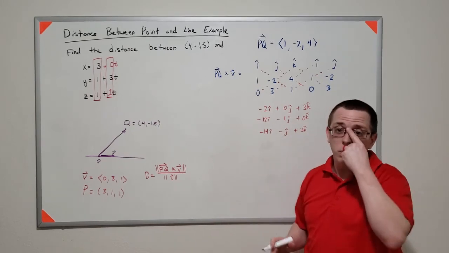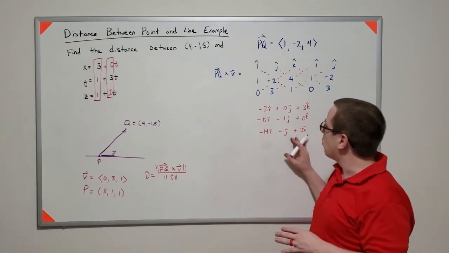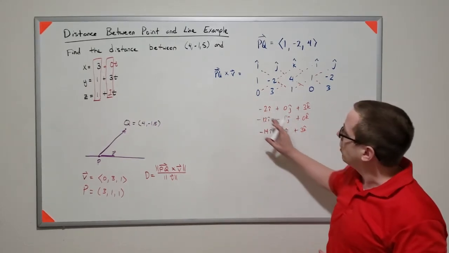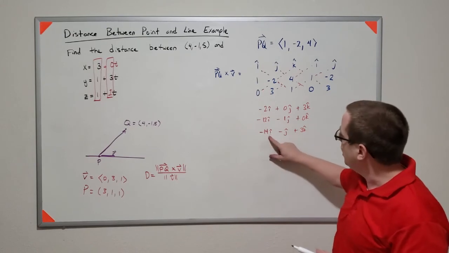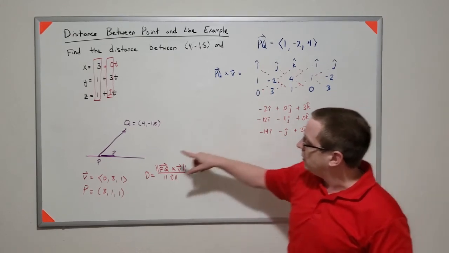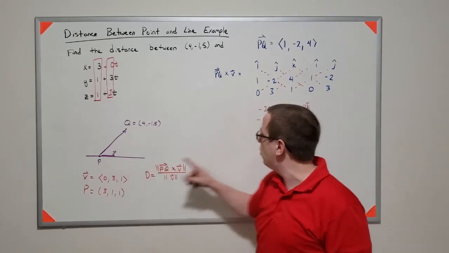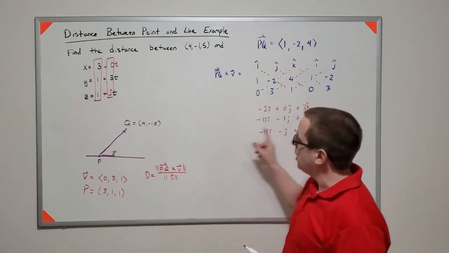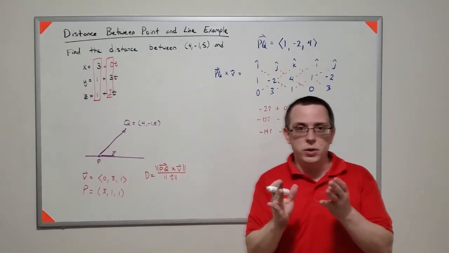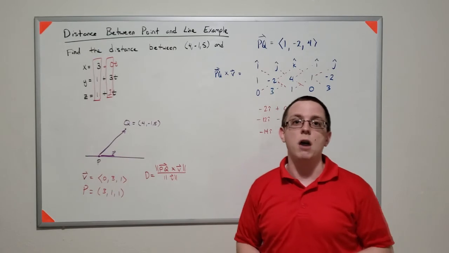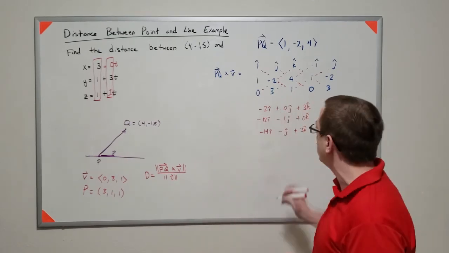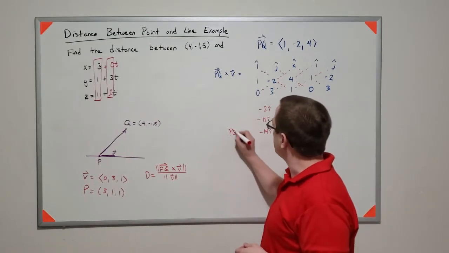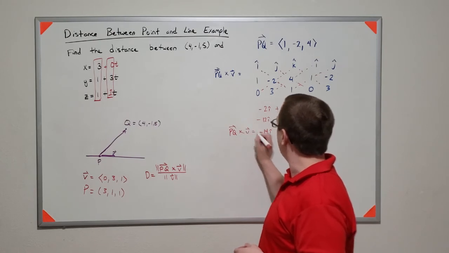And now you might want to make sure that it is orthogonal to PQ or orthogonal to V. So if I take this here and I dot it with V, I get 0, -3, +3. So that adds to 0. So we can feel reasonably confident that we've computed the cross product correctly. So again, that's PQ cross V.